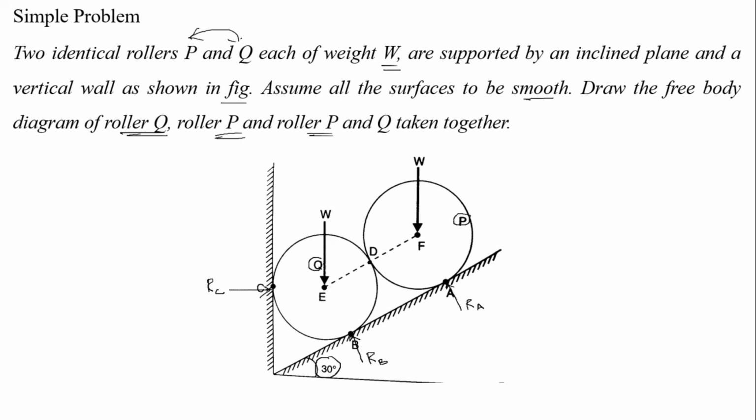So when we are considering the roller Q, then the reaction force RD is acting towards the ball Q, and suppose we are considering ball P, then the reaction force at point D is acting towards the ball Q, right. Okay. Then now we have to draw the free body diagram for the individual rollers Q and P, right.